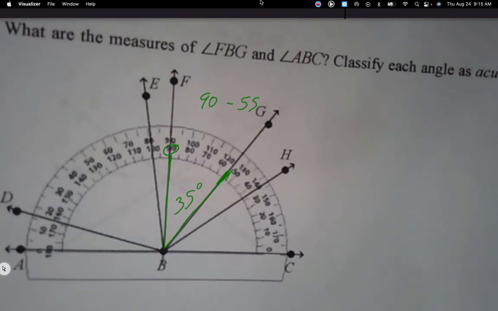It's 35 degrees. Is it acute, obtuse, straight, or right? Acute. It's smaller than 90. It's acute. It's a cute little angle. Okay.